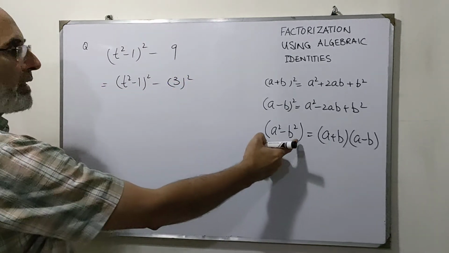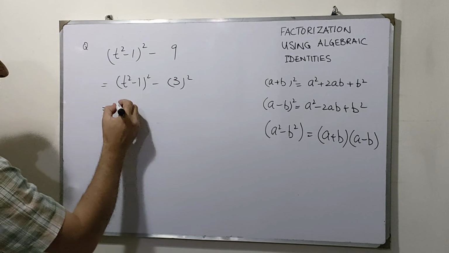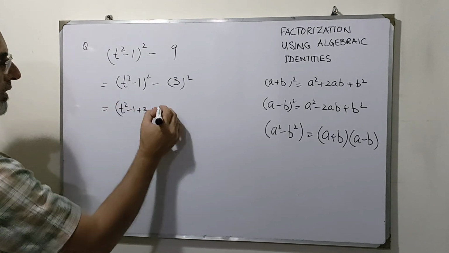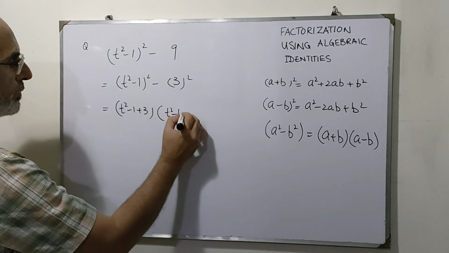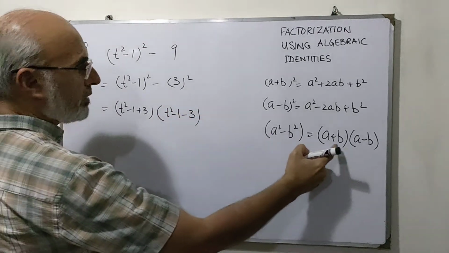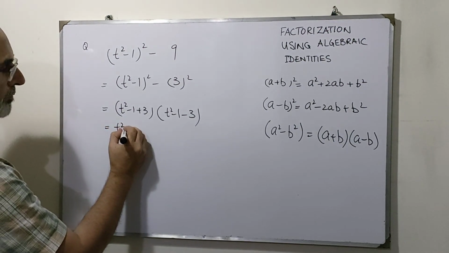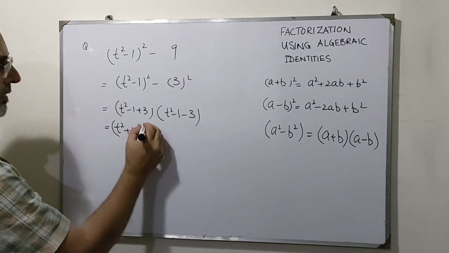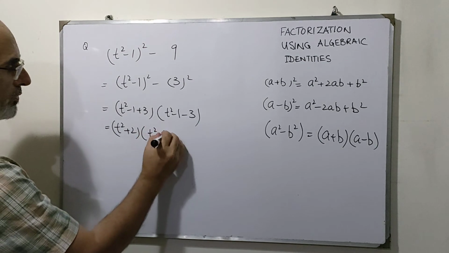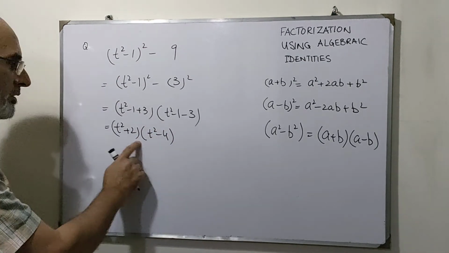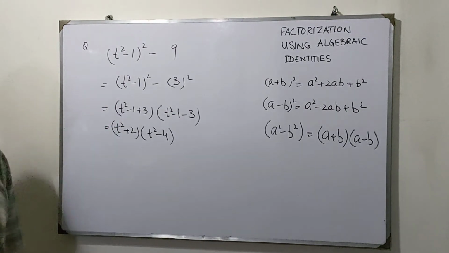Now this is a square minus b square. We can apply this. t square minus 1 plus 3, t square minus 1 minus 3. So a plus b, a minus b. So we have here t square plus 2 and t square minus 4. It's not done yet. This is okay, we cannot do anything more to it.